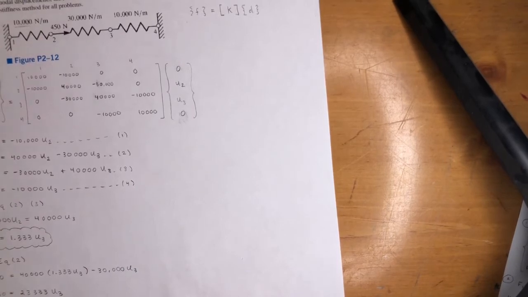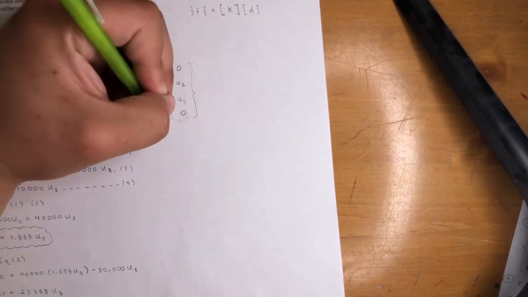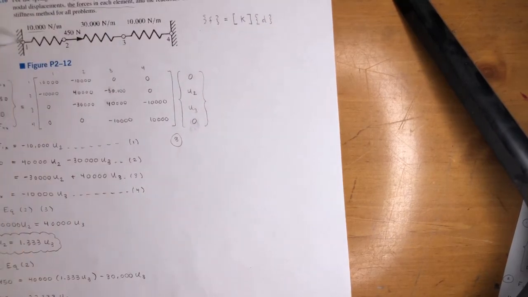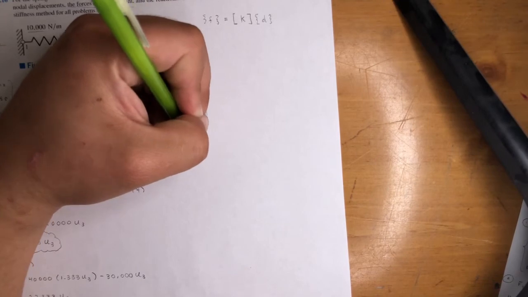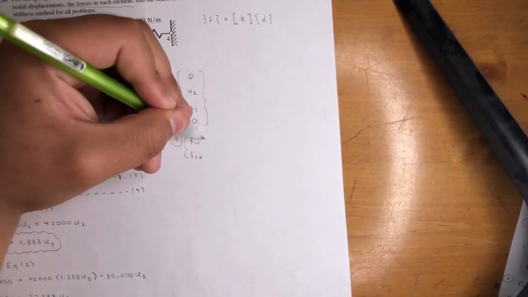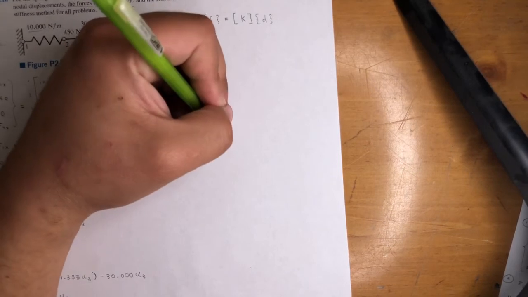We found all the forces, all the displacements. Now let's find the forces in each element. So step 8, first element is between nodes 1 and 2. So force 1x, force 2x, right? The stiffness matrix is a 2x2 and its value is 10,000.